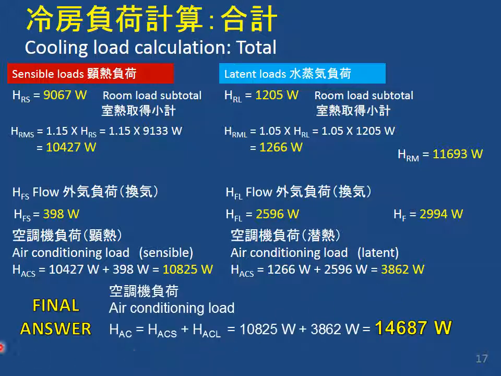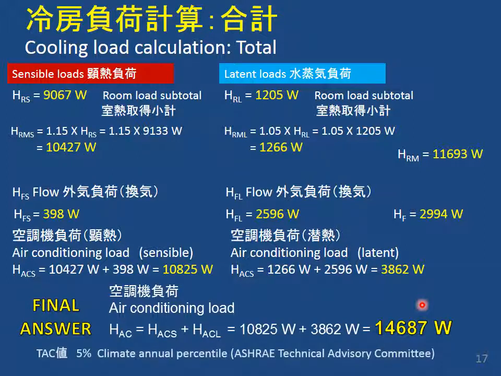And the final answer for the hour of 8 a.m. in this northeast room, the total air conditioning load is 14,687 watts. If you did this problem yourself, maybe your answer is a little bit different because of a rounding error or using slightly different numbers, but it should be about 14,600 or 700. Now, what does this mean?